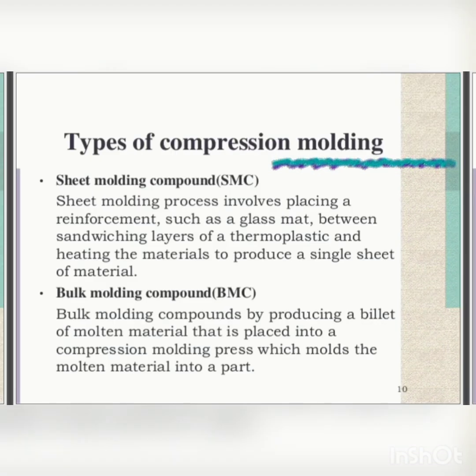So, types of compression molding. Sheet molding compound, SMC. The sheet molding process involves placing a reinforcement such as a glass mat between sandwiching layers of a thermoplastic and heating the materials to produce a single sheet of material. Bulk molding compound, BMC. Bulk molding compound is produced as a billet of molten material that is placed into a compression molding press, which molds the molten material into a part.